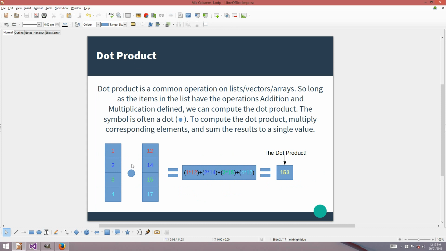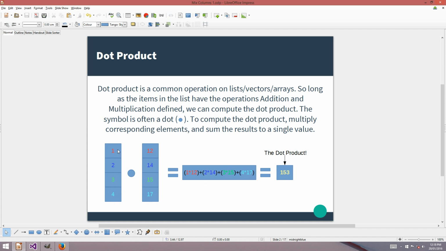Well, if you've got yourself a couple of vectors, you can perform this operation between them called the dot product. It's often drawn as just a little dot like that. And what it means is you get each corresponding element, so the 1 and the 12, you multiply them together and you sum up the products. So 1 times 12 plus 2 times 14 plus 3 times 15 plus 4 times 17 will give you the dot product of 153.